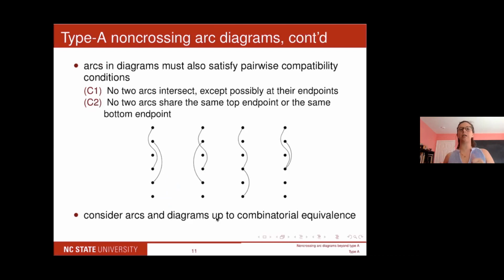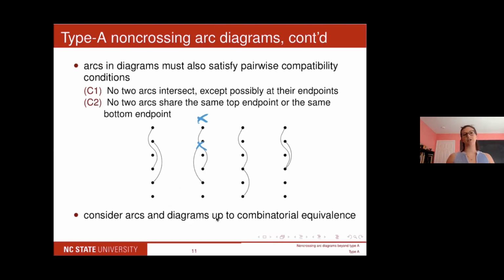The first condition is that no 2 arcs intersect except possibly at their endpoint. So in our second figure, we've got this intersection happening here. We don't like that. Non-crossing really means non-crossing. We can't intersect. And so that's not a valid non-crossing arc diagram.